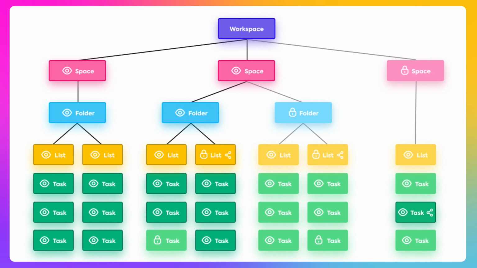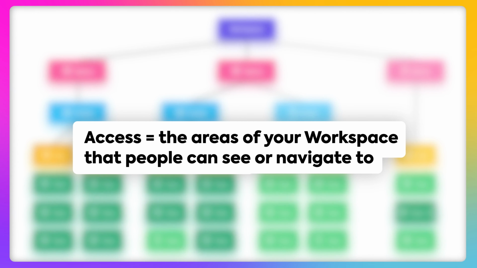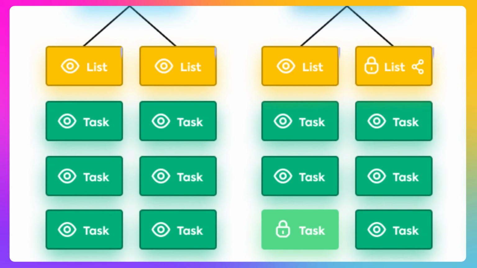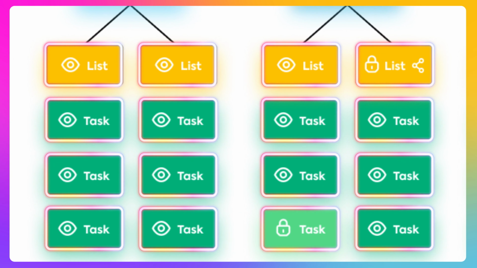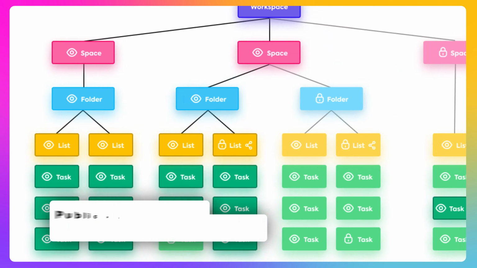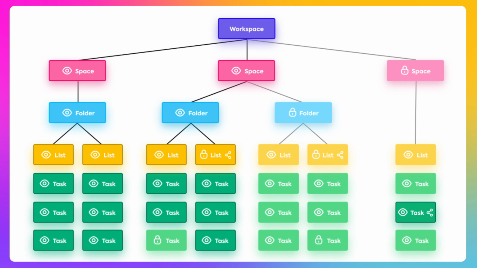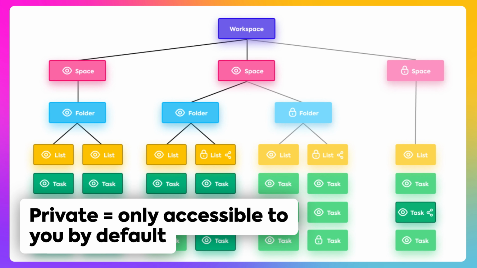Hey, thanks, Paul. Access is defined as what areas of your workspace people can see or navigate to. Spaces, folders, lists, and tasks can be made public or private. Public means shared with everyone in your workspace. Private means shared with only you by default, but you can also add specific people.